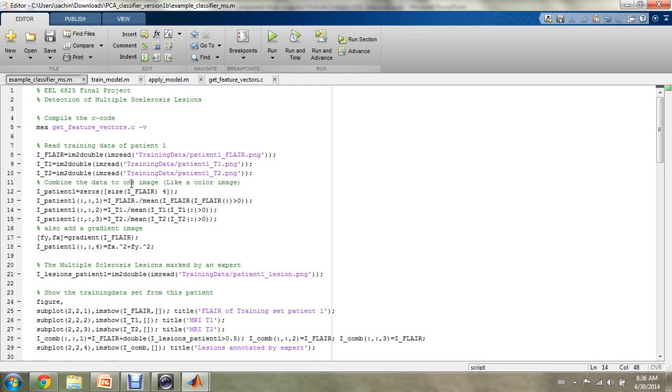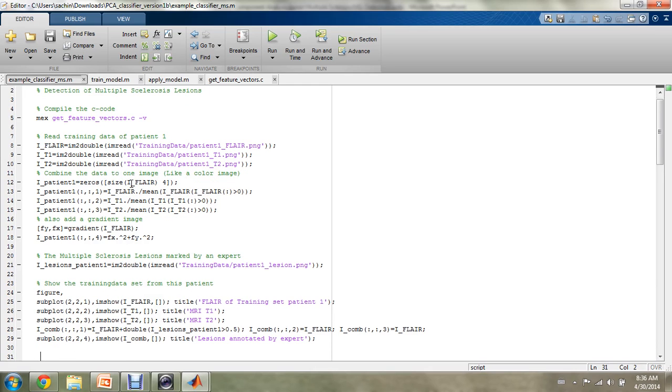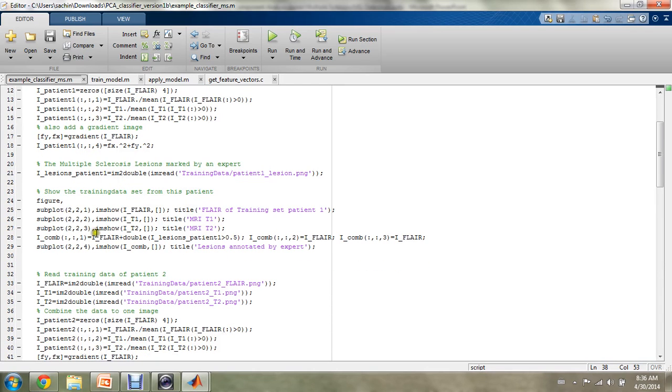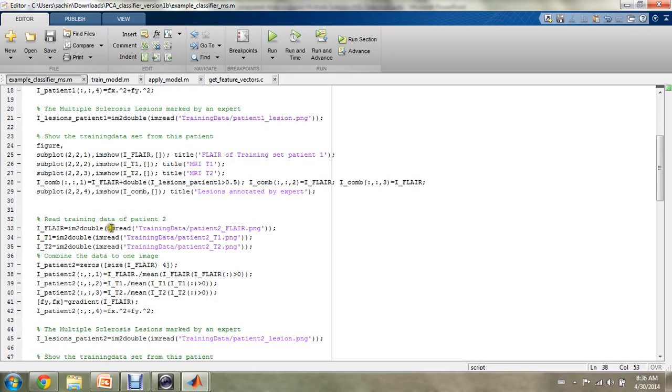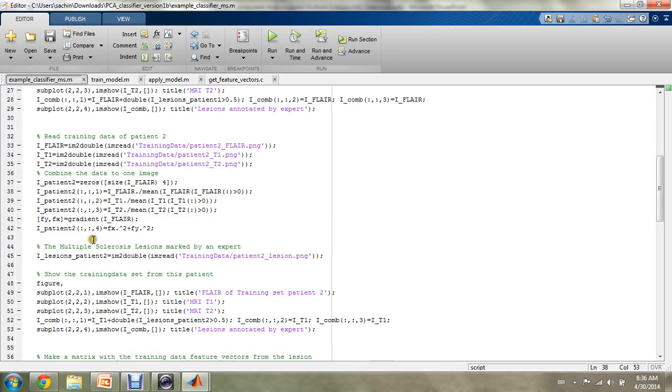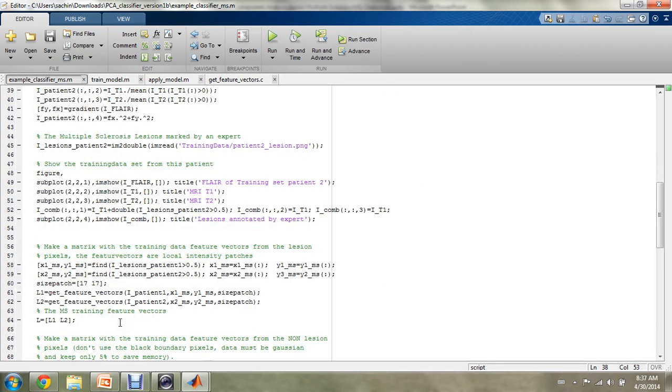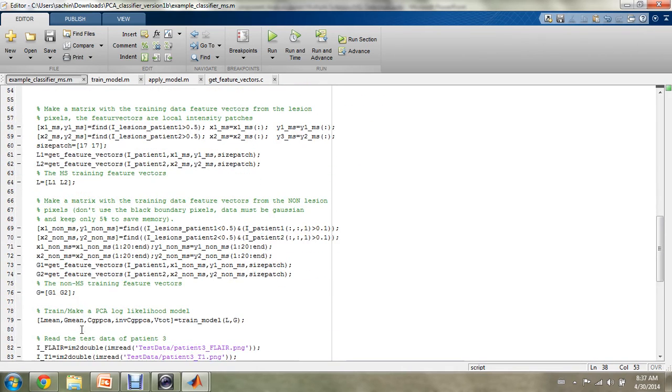So as you can see, we read the training data set, combine the data into one image, and then we have a multiple sclerosis lesion marked by experts. Then we show the training data set, and we read the training data set of patient two. We have that also marked by an expert here, and then we show the training data set, and then we make a matrix. These are the training feature vectors that will be used for this project, and we have a set of training vectors that can be tested against the test set.